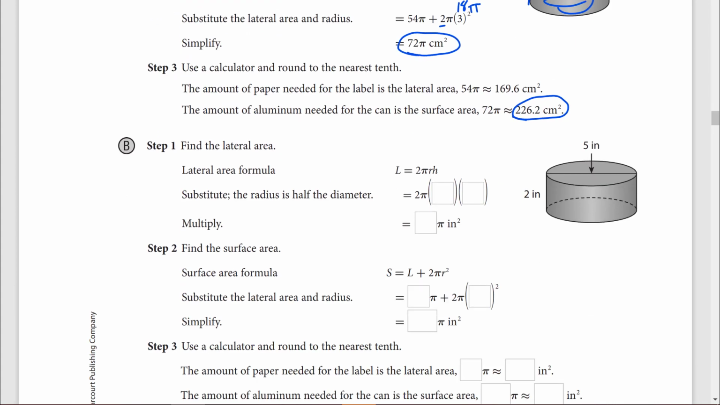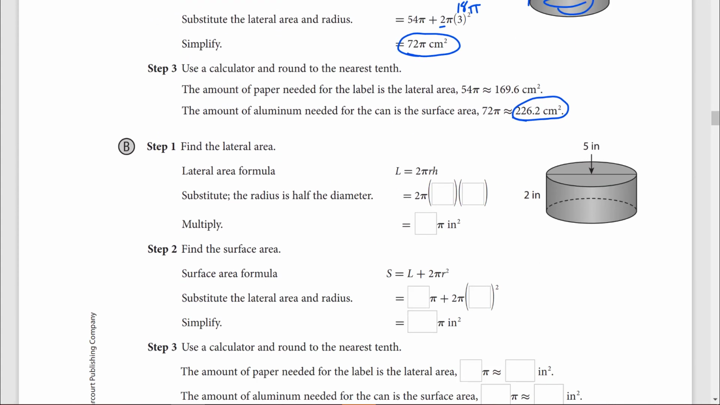All right, let's try another one. Lateral area. So this time they gave me a diameter, so my radius is going to be half that. Plug in my radius to my formula for lateral area and my height, and I get 2 times 2.5 times 2 is 10. Again, leaving it in terms of pi is easier right now. You don't have to deal with as many decimals. So we have 10 pi for my lateral area.